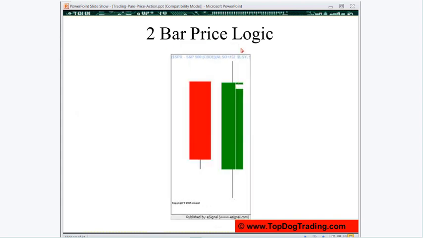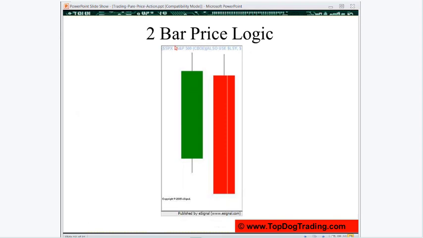Okay, so let's go to a two-bar logic now. Getting complicated here. This two-bar pattern is a bullish pattern. This one bar was bearish, but this bar is bullish, and this bar, we would say, has invalidated the bar before it. So the green bar has invalidated the sentiment of the market the bar before.